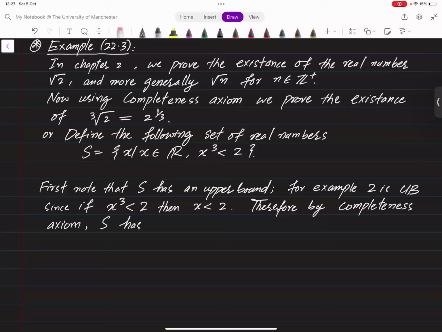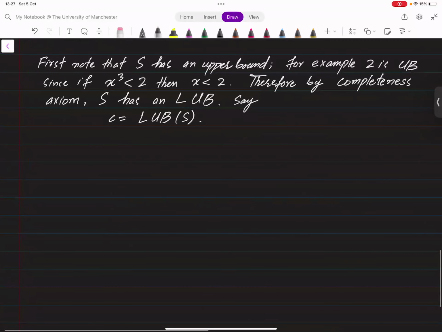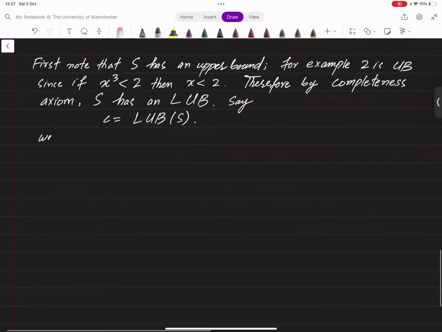S has a least upper bound, and say that C is a least upper bound of the set S. Now we shall show that C cube is 2. We do this by contradiction.